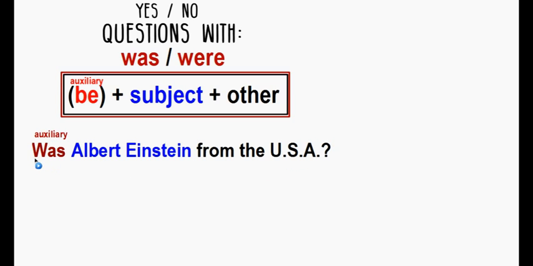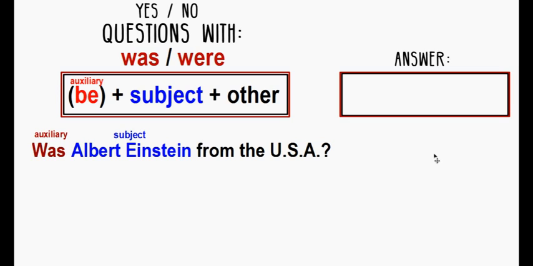Again, was is the auxiliary be in the past tense, and Albert Einstein is the subject. Was Albert Einstein from the USA? This is a yes/no question, so we need an answer. For the answer, we use yes or no, the subject, was or wasn't, were or weren't. Remember, was and wasn't is for the singular subjects. Were and weren't is for the plural subjects.